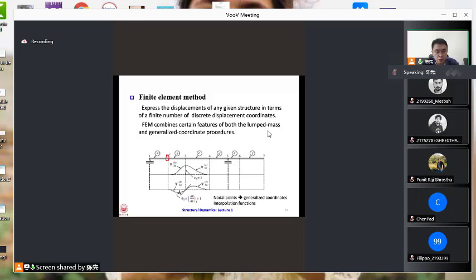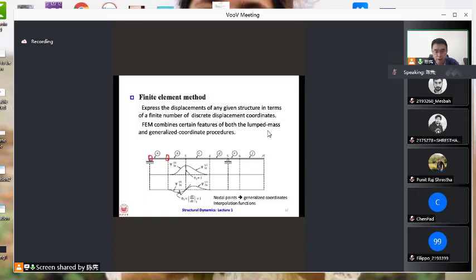And when we calculate, we only consider the displacement at the joints, each joint, which means you only use coordinates to describe the movement of the joints, the location of the joints. So we have one, two, three, four, five, six, seven. So we only describe these joints. It's like the lumped mass. You have a lumped mass at each of these joints.